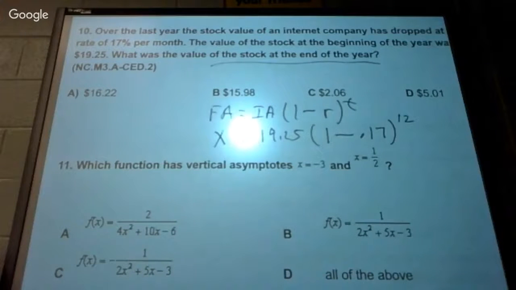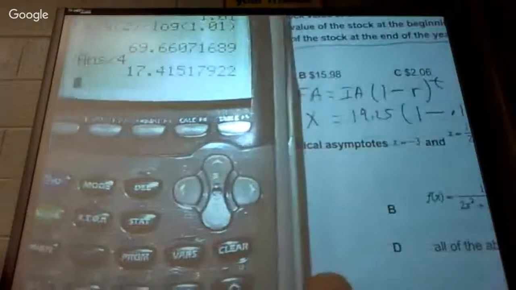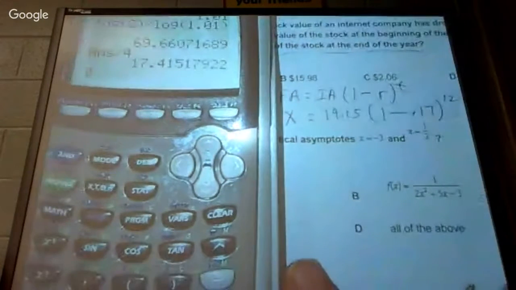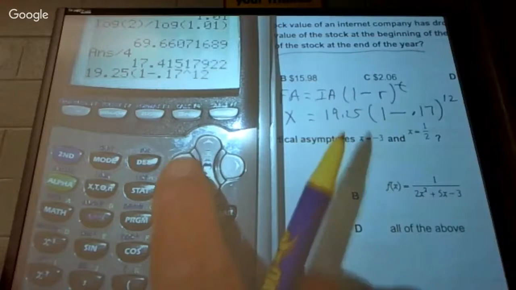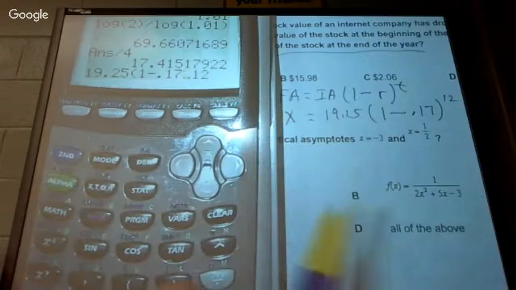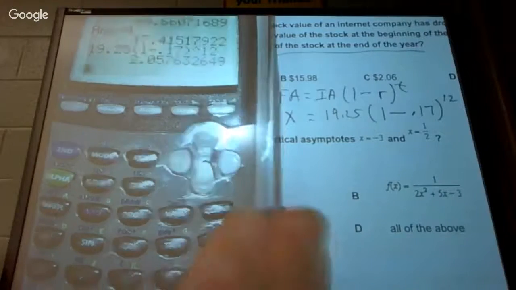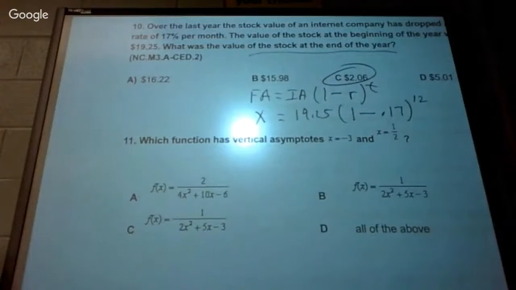So if you put all that into the calculator, you can get it. Try to get all this on the screen. Here we go. 19.25 parentheses 1 minus 0.17 rooftop 12. Oh, I forgot the parentheses. Insert a parentheses. $2.57. Oh, there it is. C as in cat. $2.06.